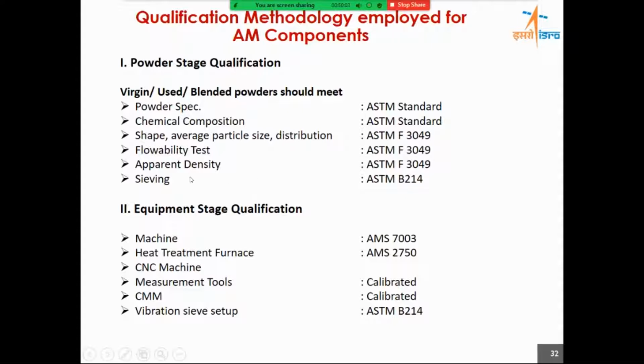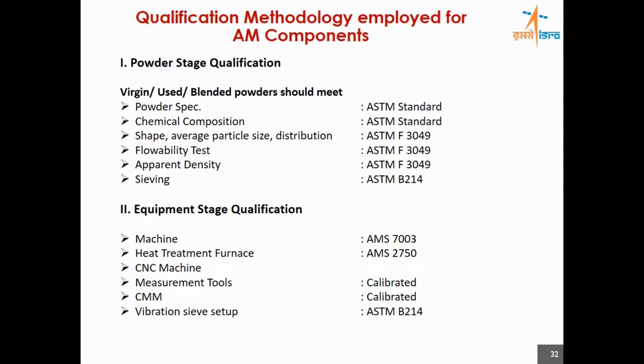The flowability test for the powders, because mostly for these additive manufacturing techniques, spherical powders are ideal, and there's a flowability test in which you will check the flow of the powder, because effective flow of the powder only ensures that the parts are not having any porosity. And of course, to measure the apparent density, there's a standard ASTM 3049. And for sieving, there is one ASTM B214 standard available. So all these practices are carried out as per these existing standards.